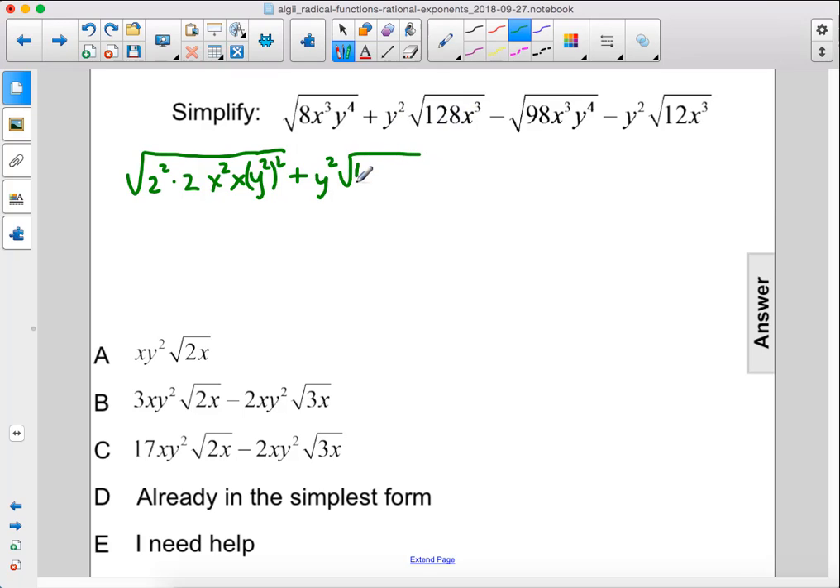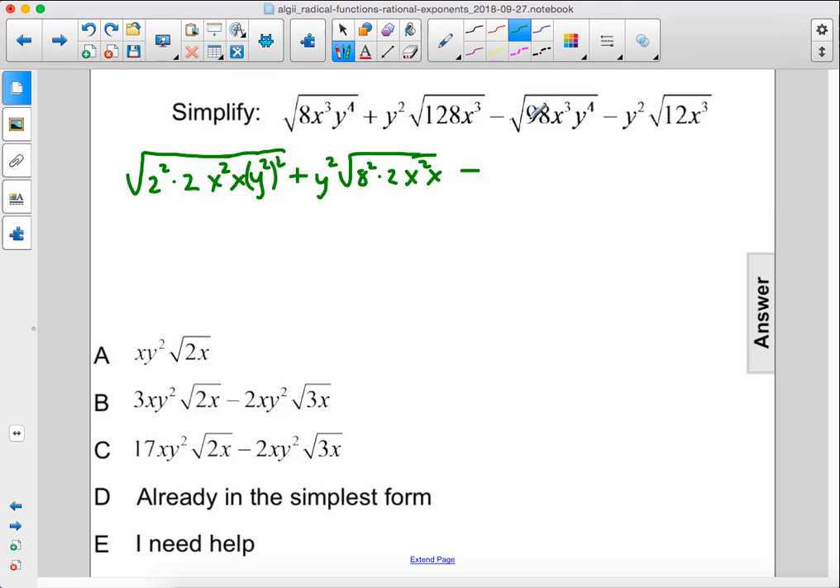So 128 is 64 times 2. Well, let's actually just rewrite 64 as 8 squared times 2. 8 squared is 64, times 2 is 128. Then we have x to the third power, which is the same thing as x squared times x. Moving on, we have negative.